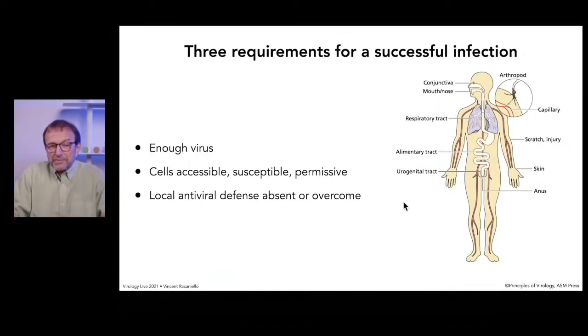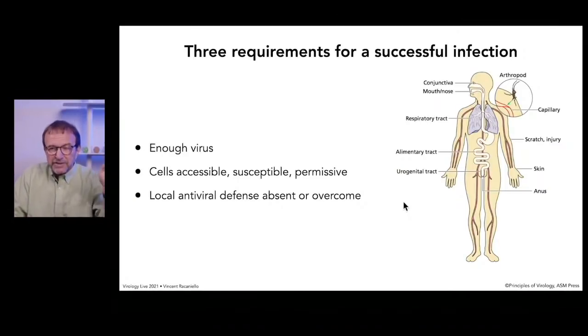And how much you need depends on the virus. We don't know how much you need for SARS-CoV-2. We do know for some viruses because we can do challenge experiments. So something like 10 particles of a norovirus are enough to infect people because we can do human challenge experiments. All right, you need enough virus.